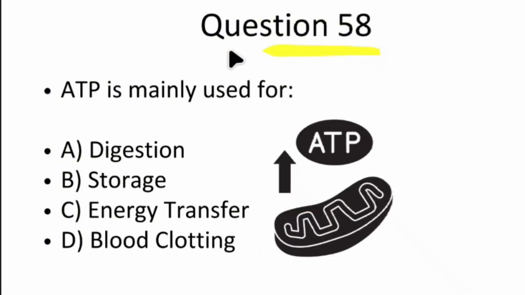Question number 58. ATP is mainly used for. Correct option is C. Energy transfer.